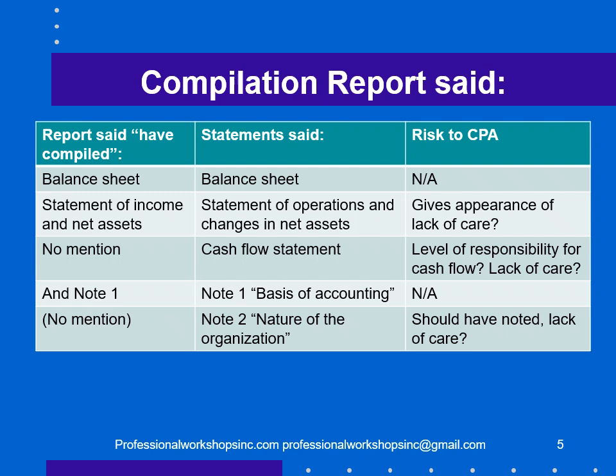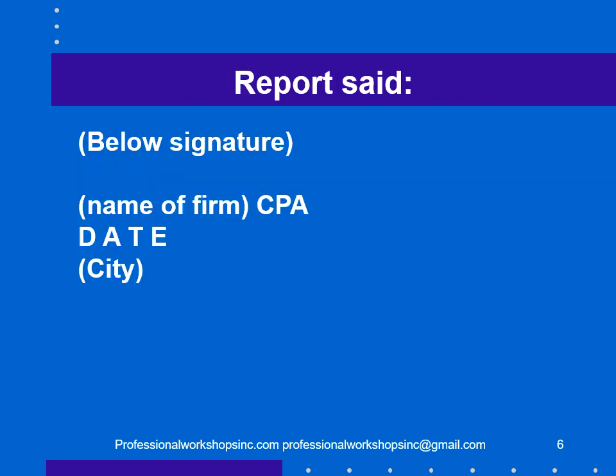Note 1, basis of accounting, that was required, so not applicable. Note 2, no mention. Again, what level of responsibility did we take? Should have mentioned it. Lack of care. And did we audit Note 2? I don't know. So then the report said, and there was a signature.